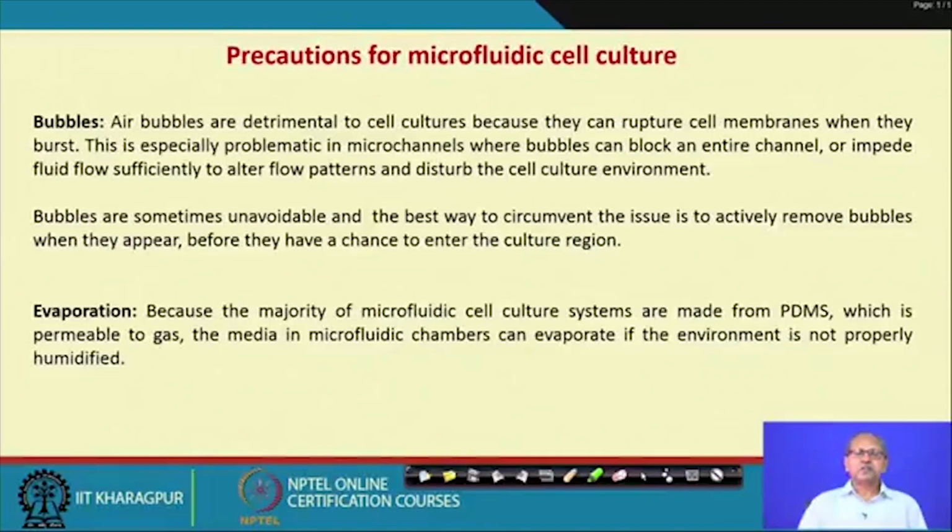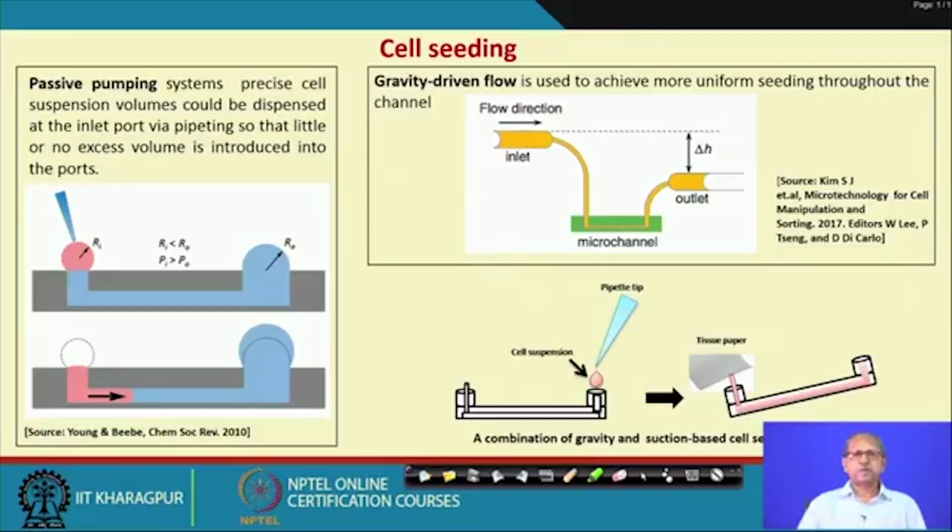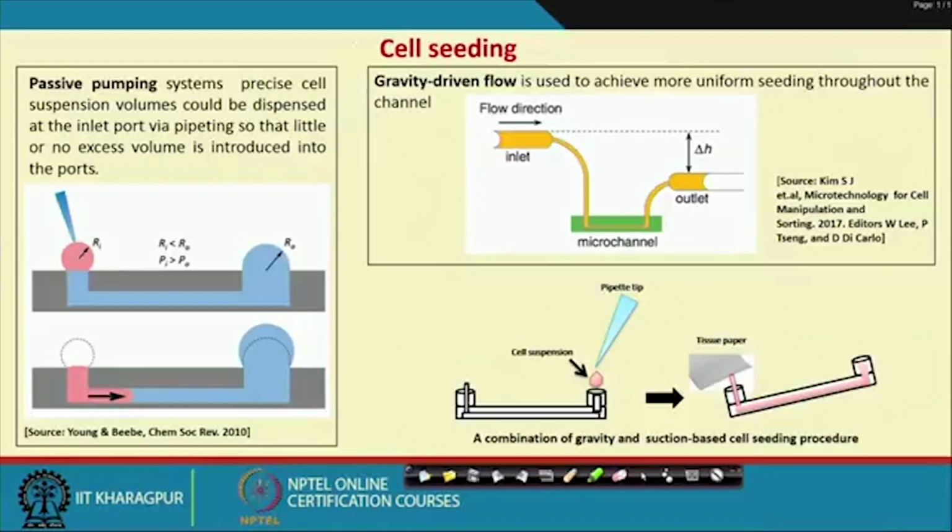So, now we are coming to how to seed the cells in different ways. Number one way is gravity driven force. Here you have an inlet port and an outlet port, and at the inlet port you keep the reservoir where the cell suspension is, and flow is driven by the pressure difference between the inlet port and outlet port, that is delta H.